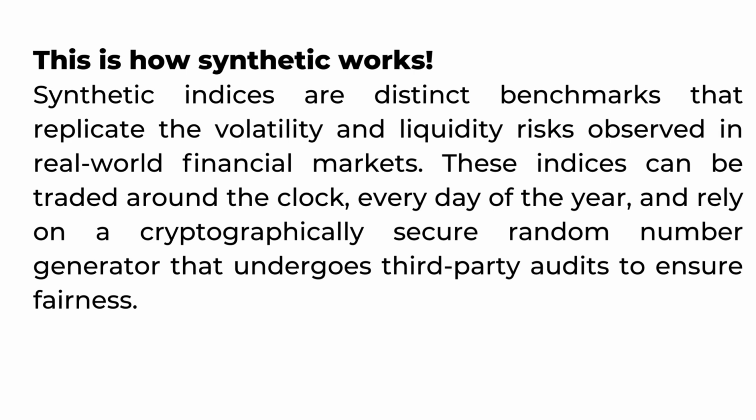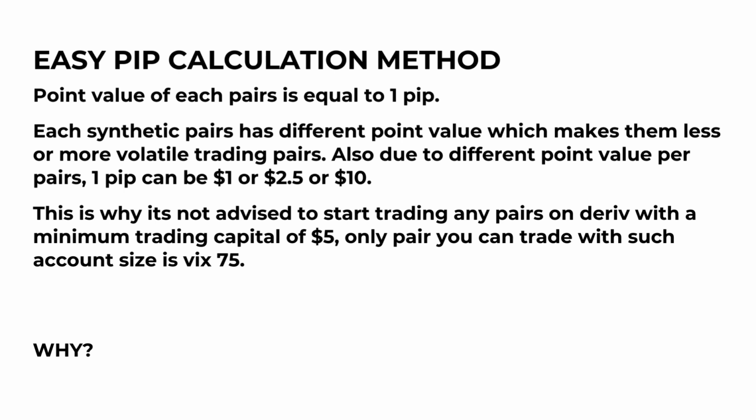Some pairs will give you $10, some will give you $1, some will give you 25 USD, some will give you just one pip movement. One pip will give you 2.5. That's why I'm saying stick with 75 if you have a very small account. Many people do not talk about this at all. So now let's get right into the main course of this video.